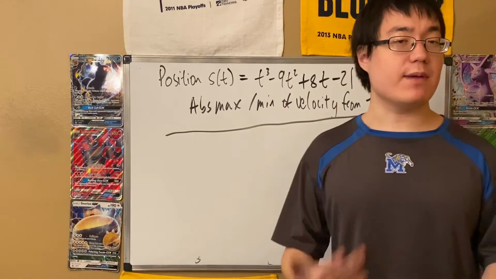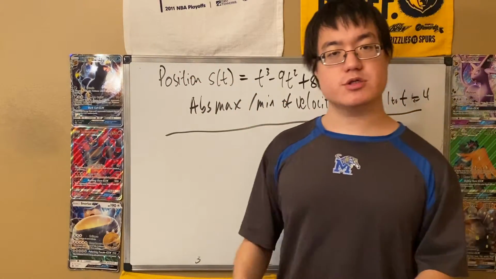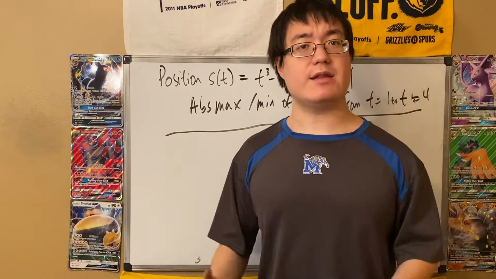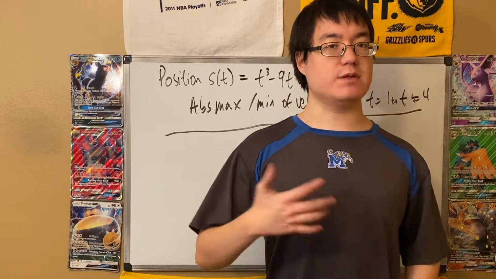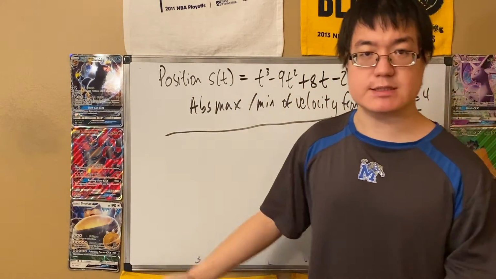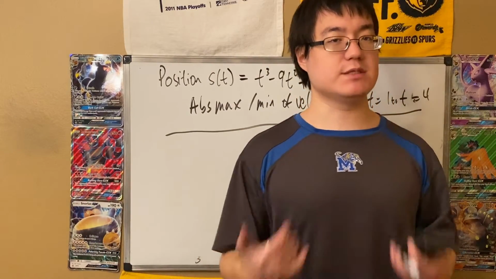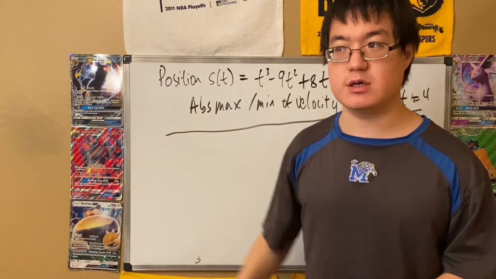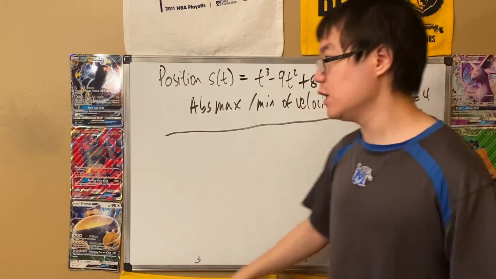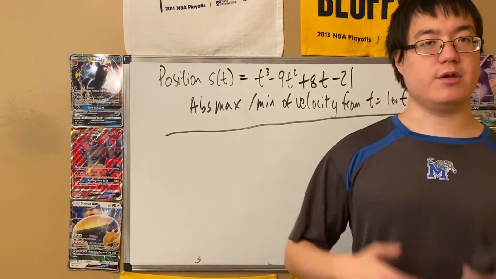Also, keep in mind that they might not use the words absolute max or minimum, especially with position. Usually they use the words farthest right or farthest left. So just keep in mind that farthest right means the absolute max of position, so you'd be doing the closed interval process on position itself. Same thing with farthest left. Farthest left means absolute minimum of position, your leftmost position. But for now, because this question is on velocity, we're going to do the closed interval method on velocity.